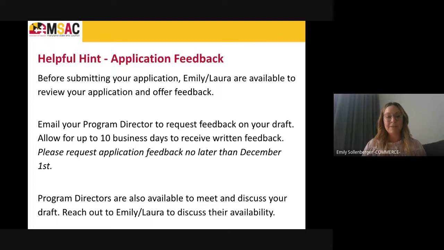We do ask for about 10 business days for written feedback on this application because it's such a big application. So as we approach the December 15th deadline, if you could give us a heads up or provide any information that you'd like us to look at by December 1st, that's really helpful for our workload, to make sure that we can get everybody's questions answered in an appropriate amount of time.